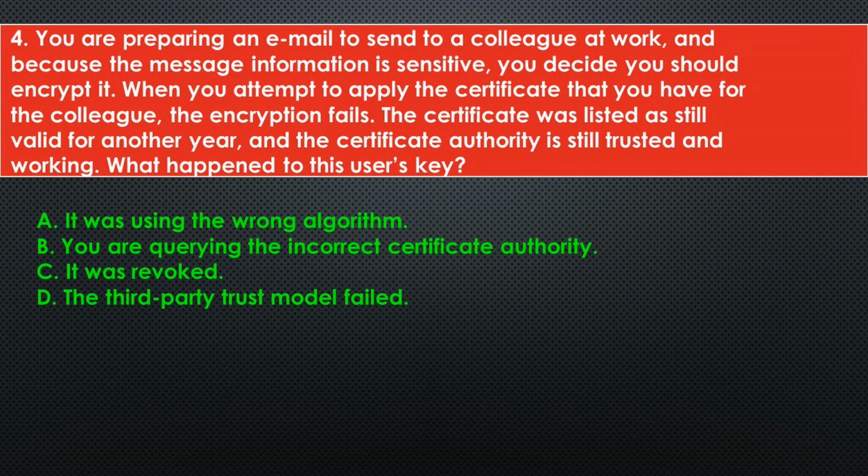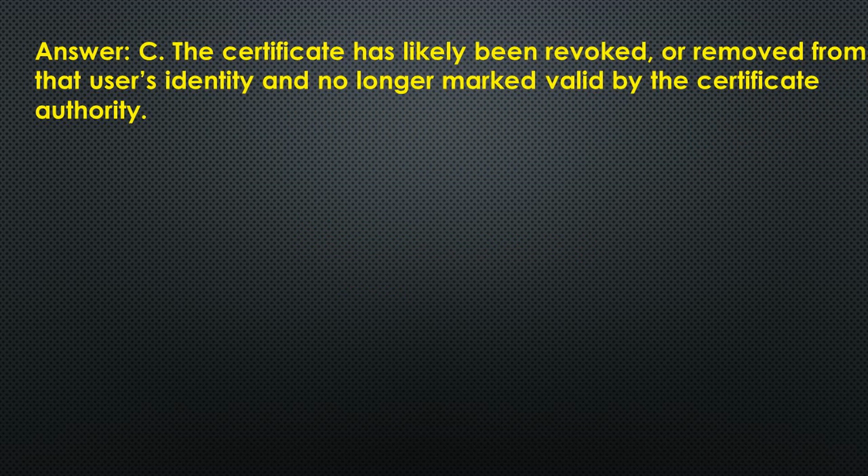A. It was using the wrong algorithm. B. You are querying the incorrect certificate authority. C. It was revoked. D. The third-party trust model failed. Answer: C. The certificate has likely been revoked, or removed from that user's identity and no longer marked valid by the certificate authority.